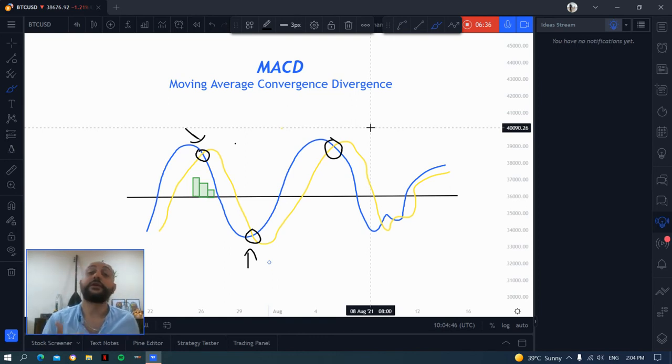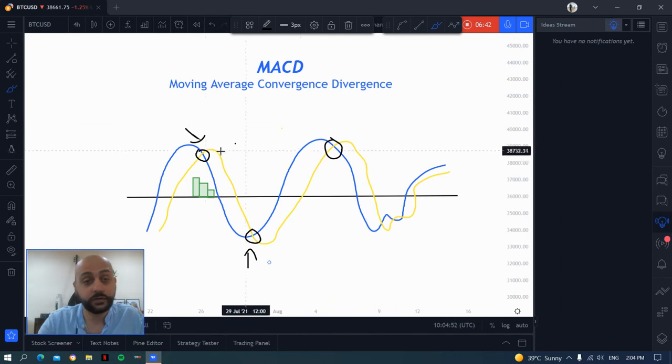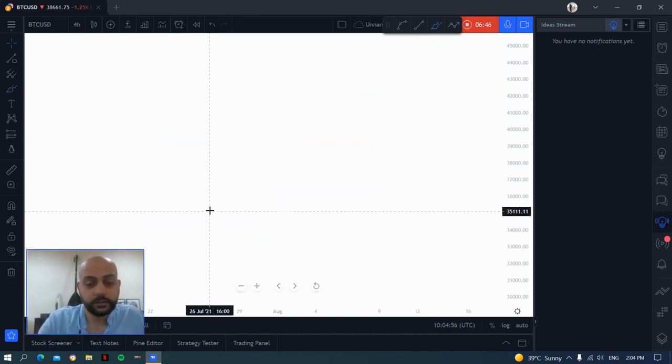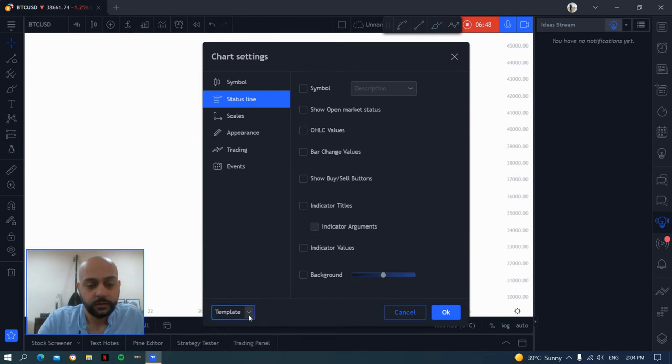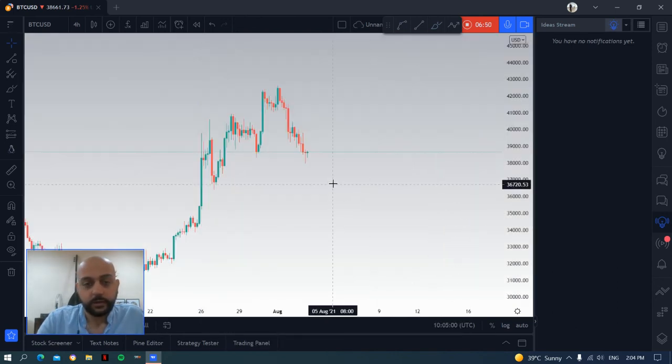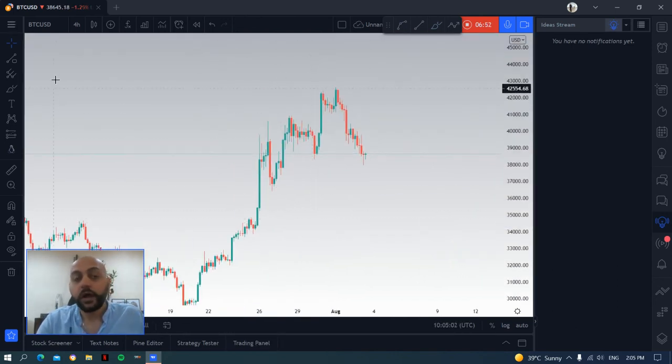Now we're going to look at a real life example, and we're going to see how we use this indicator and how to add it to your TradingView chart. So let's clear all of this, okay? And let's go back to the no more templates. Okay, so here we go. This is a 4-hour chart of Bitcoin USD.